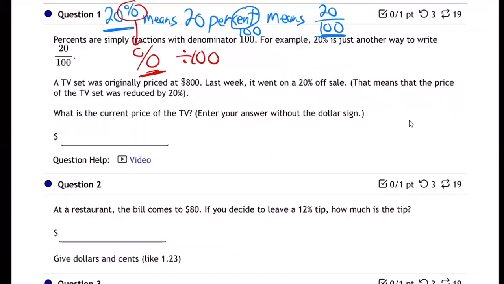So 20% means 20 divided by 100. And you know, when you divide by 10, the decimal goes back 1 place. Divide by 100, 2 zeros, the decimal goes back 2 places. That's why we always move the decimal 2 places, because that's the very meaning of percent. It means per 100, divide by 100.